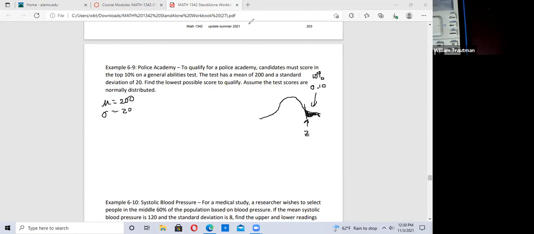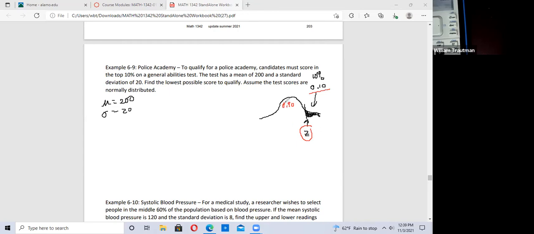It says top 10%. Anybody know how to go about that? How to find the Z value for here? Anybody remember how to do that from last time? Anybody? We know it's got to equal 1, right? So we have to subtract it from 1. Subtract this from 1? Right. Yeah, and we get 90%. So this part is 90%, but we still have to find a Z value.